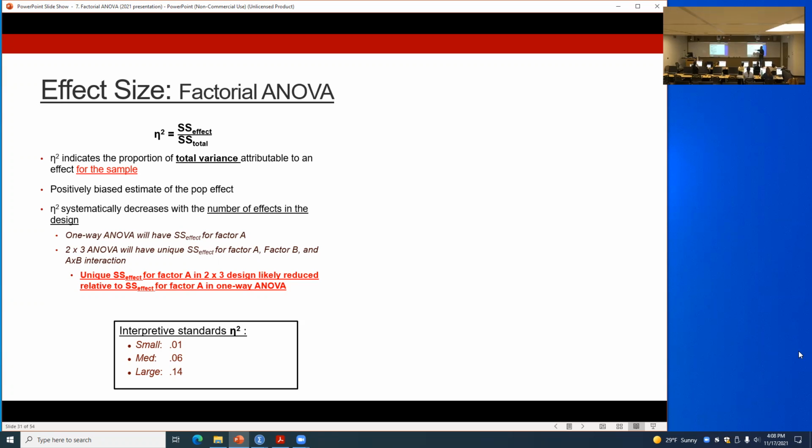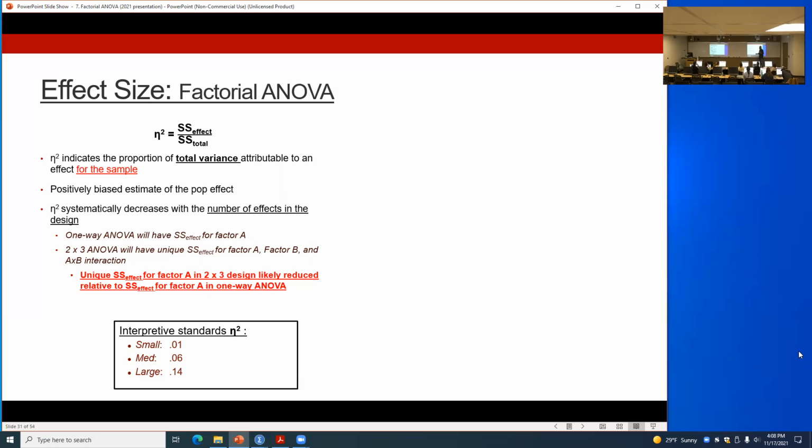And so what happens is, if I run a one-way ANOVA for, say, the impact of temperature on performance, at 70, 80, 90, and then I run a 2x3 where I'm looking at humidity and temperature, I still have that sum of squares effect for temperature. That sum of squares for temperature is probably going to be smaller than it was for the one-way.